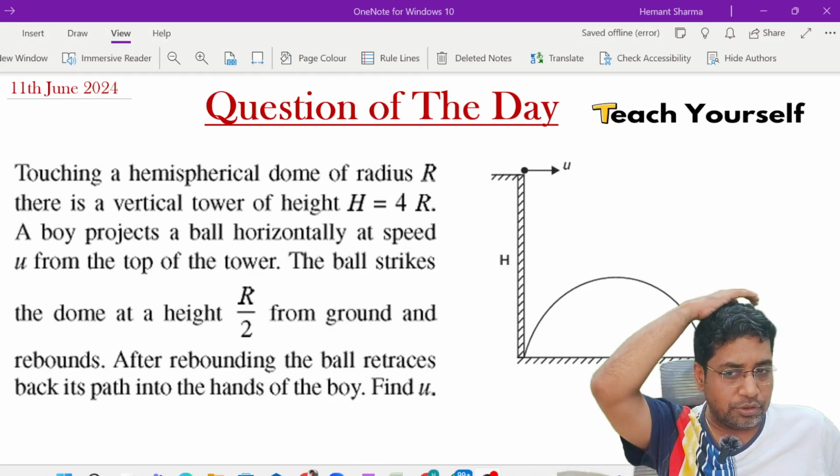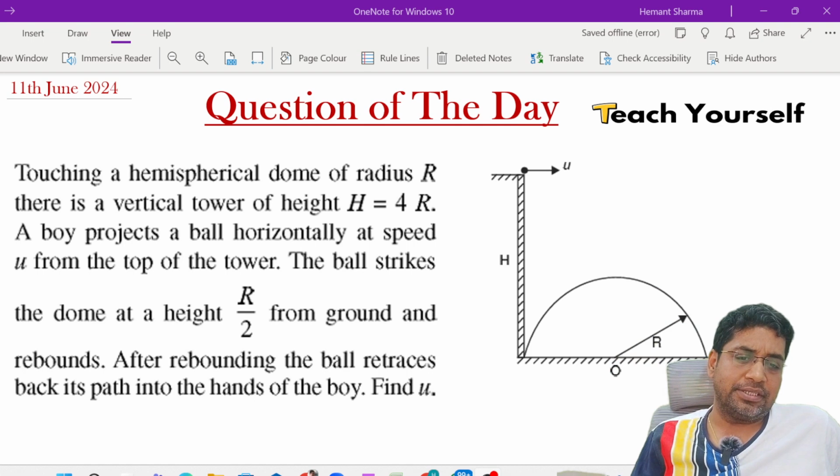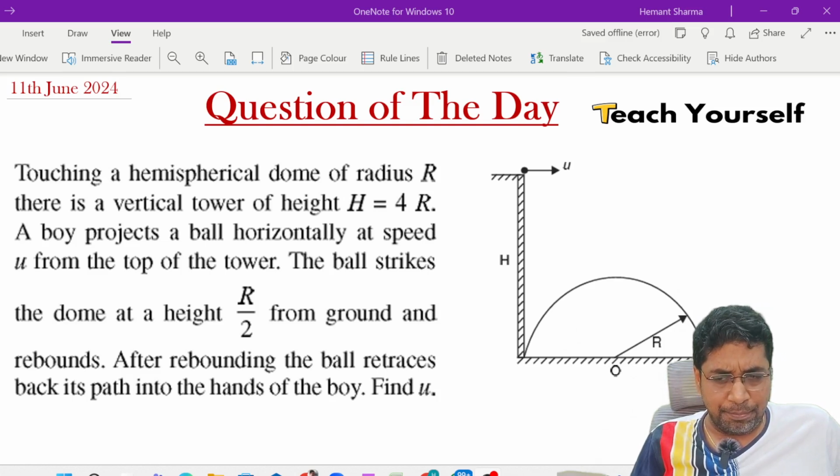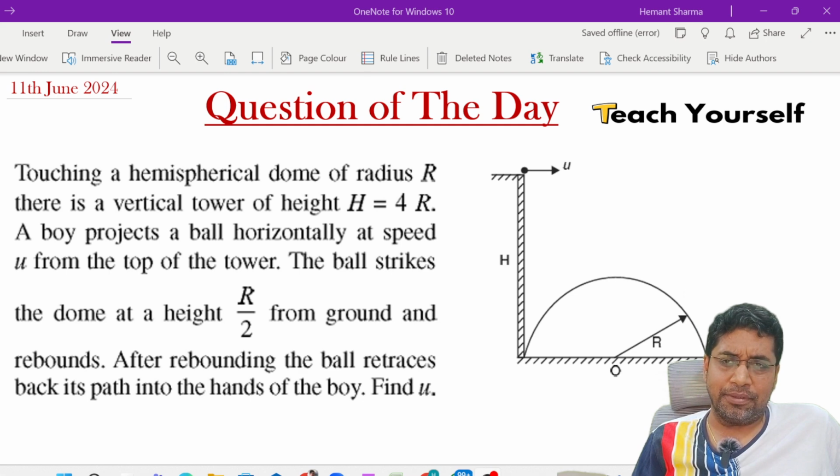Hi, in today's question of the day, we will be discussing a question. Again, this is primarily based on the concept of projectile motion with a little bit of fundamental understanding, what I would say is common sense.